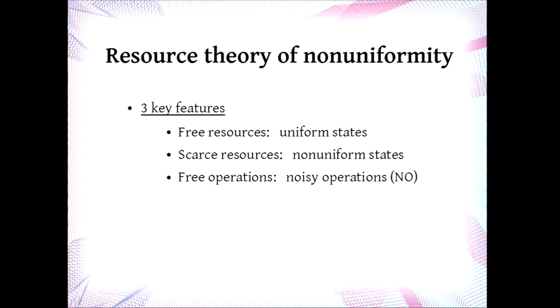In the resource theory of non-uniformity, the free states are uniform states. Here's what they look like. In the resource theory of non-uniformity, in order to specify a state, all you have to do is specify the dimension of the space on which the state is defined and the spectrum of the state. Suppose that you have a state defined on this space. Suppose that its spectrum looks like this.